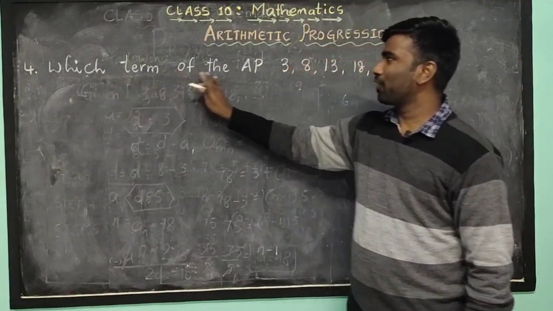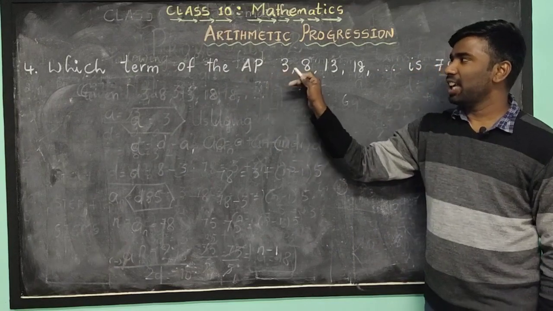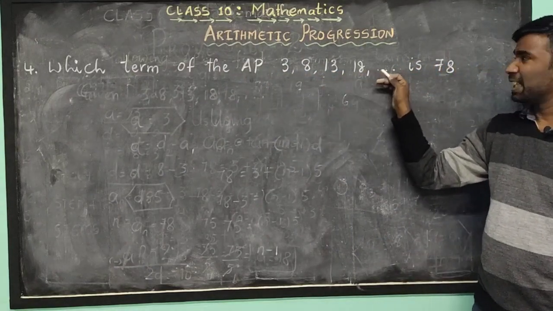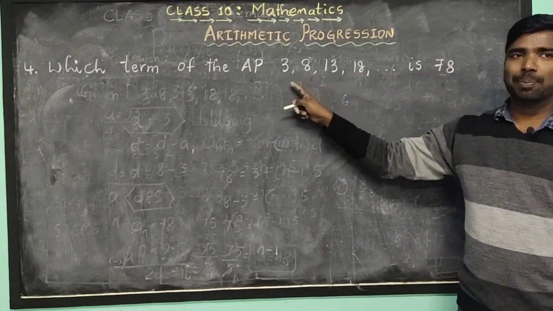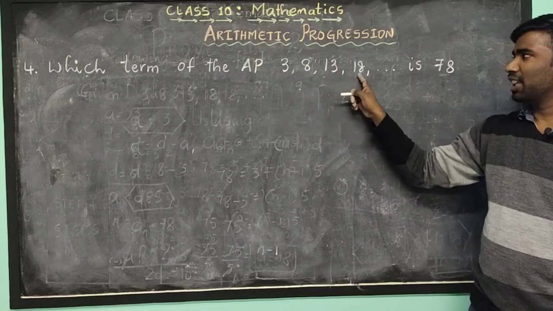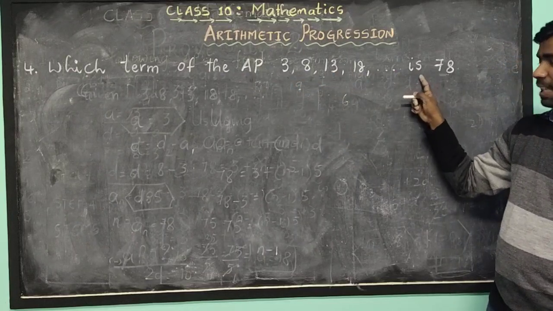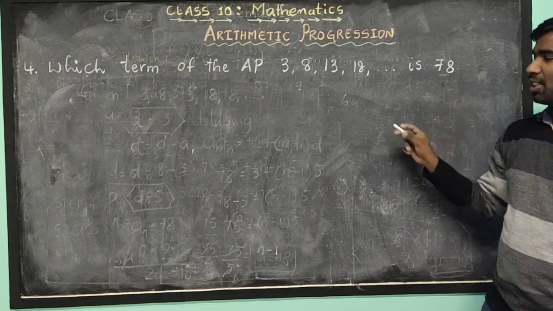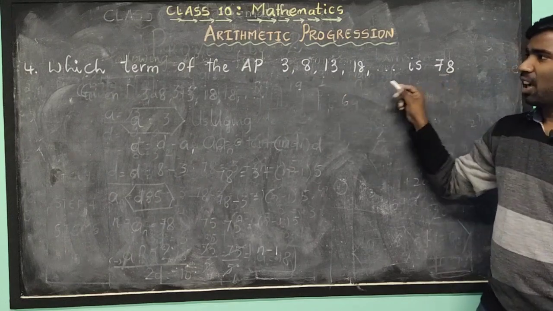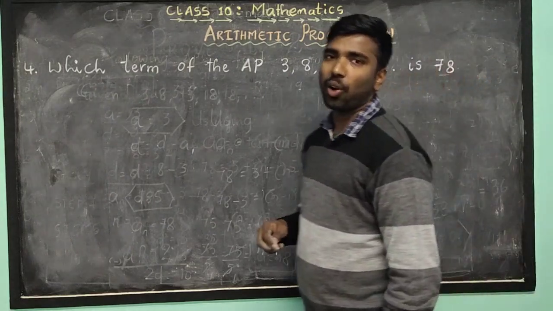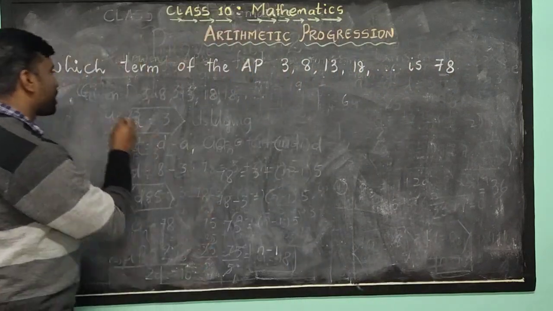Which term of the AP 3, 8, 13, 18 is 78? The given AP is 3, 8, 13, 18 and the last term, that is the nth term, is 78. By using this given data, we should find out the value of n. Therefore, what is the given AP?